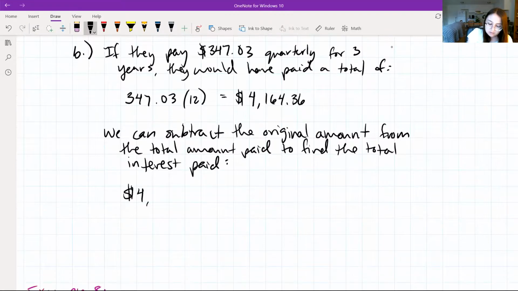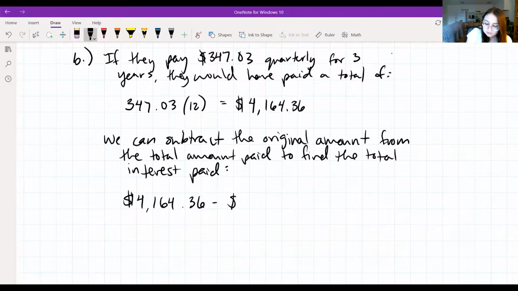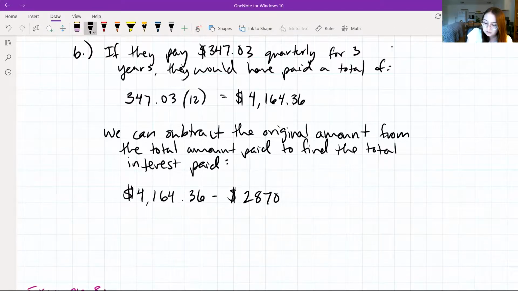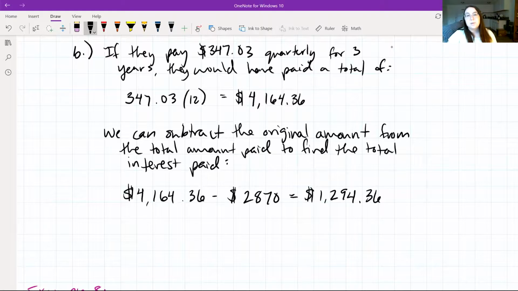So we end up taking $4,164.36, and we subtract our original $2,870, and we end up getting $1,294.36. So by paying that much money every quarter for 3 years, you end up paying an extra $1,294.36 purely on interest. So we see that interest can really rack up.